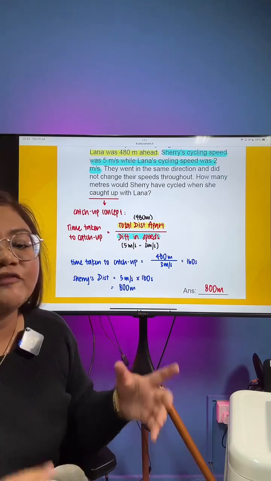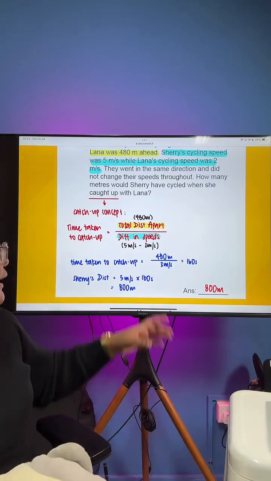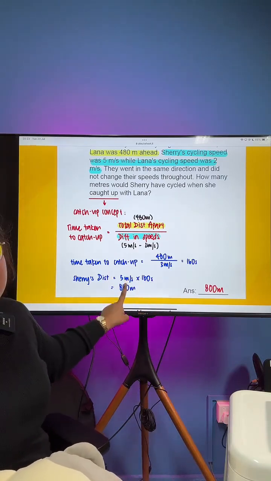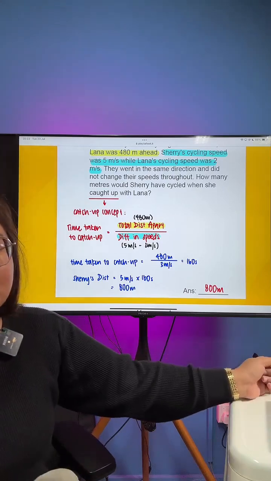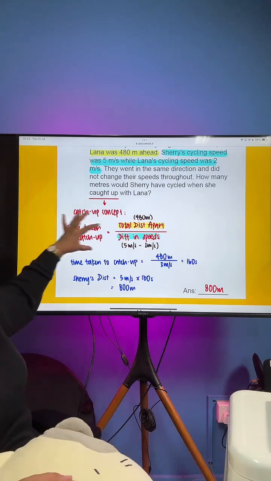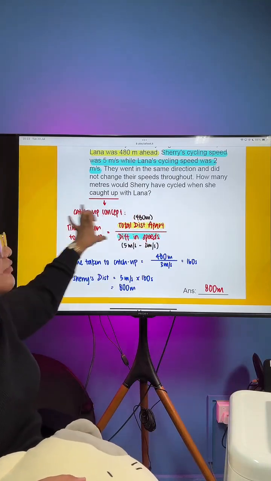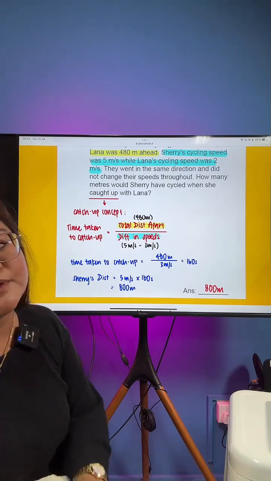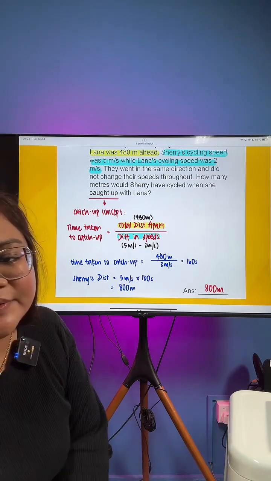And if we want to find how far she would have already cycled, that will be 160 seconds the time, multiplied by the speed to give us the distance, 5 meters per second, okay? So 2 steps only. This part in red is the formula to show you. Your steps are only the ones in blue, 2 steps only. Okay? 2 steps only.